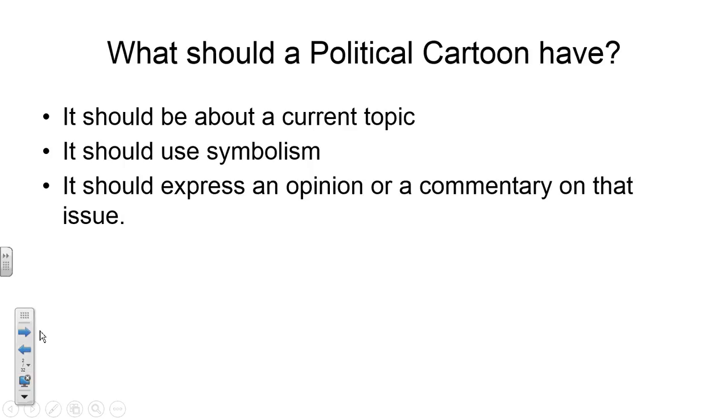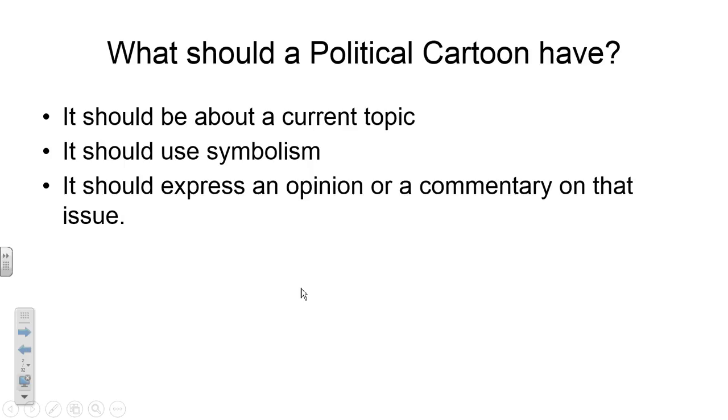So let's take a look at some things that are in political cartoons, because I want you to be a little bit more familiar with them. Really what we should have is three things in a political cartoon. It should be about some kind of current topic, some kind of issue that the United States is facing, maybe same-sex marriage, maybe gun control versus gun rights, something like that, or an election, or a piece of legislation that maybe is being considered or looked at, or whatever.